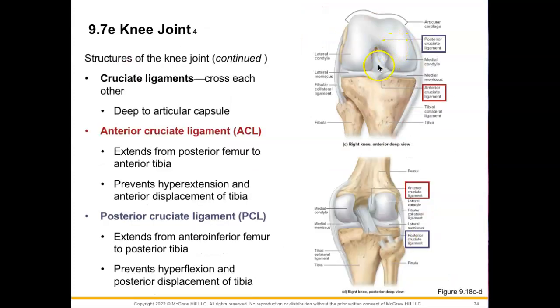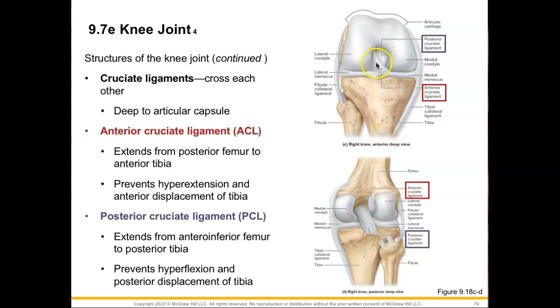Now to those cruciate ligaments. Cruciate means cross, and that's because these ligaments cross one another. And once again, we're going to be deep to the articular capsule. So first we have our ACL, or anterior cruciate ligament. We could see just a small portion of it over here in the posterior view.